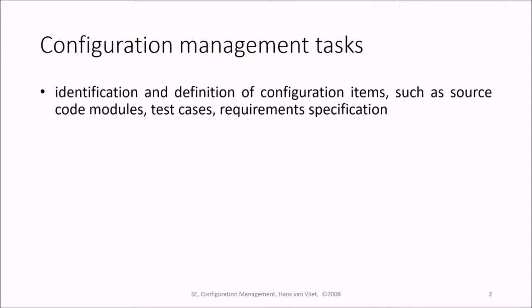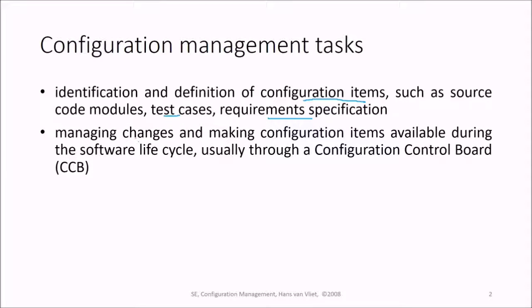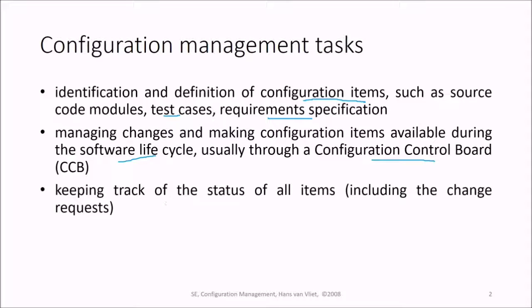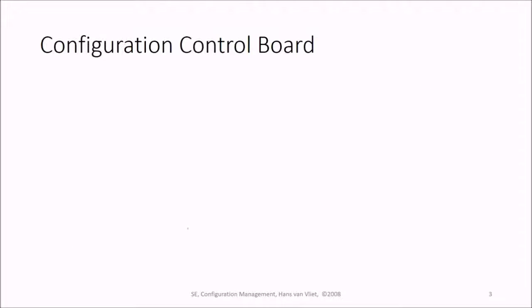It involves the identification and definition of configuration items, such as the source code modules, the test cases, the requirement specification, etc. Software configuration management is also about managing changes and making configuration items available during the software development lifecycle, usually through some CCB, that is configuration control board, and also keeping track of the status of all items, including the change requests. Keeping track of the status of all items is very crucial for large projects.